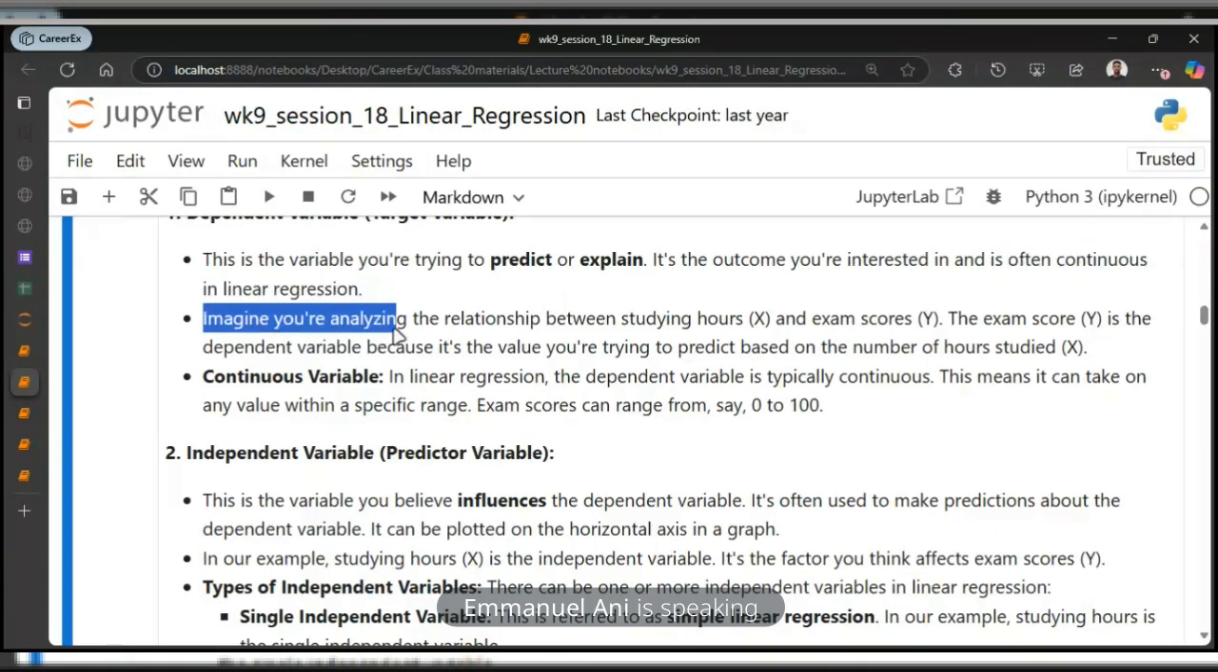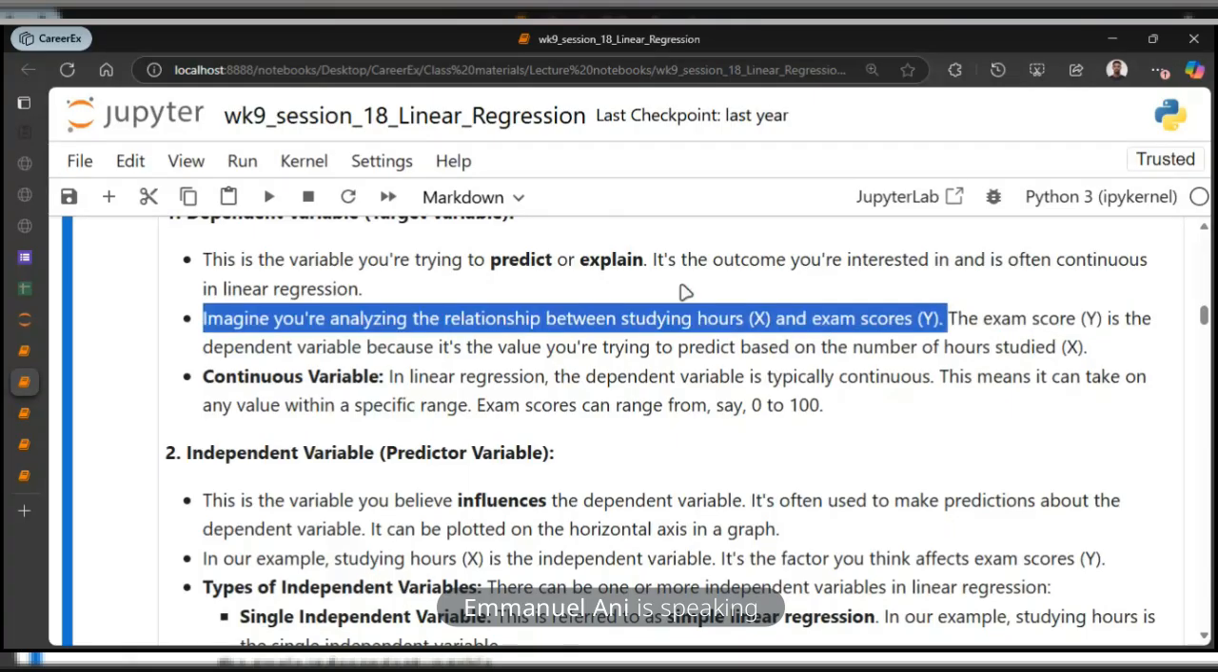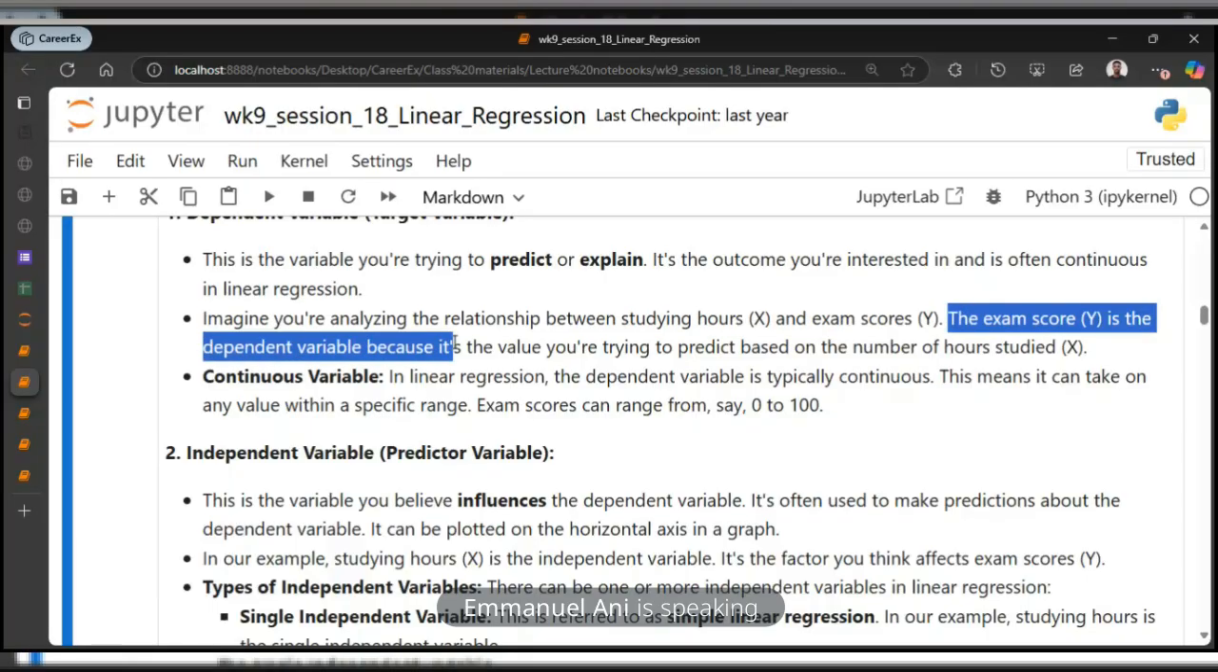So this is an example. Now imagine you're analyzing the relationship between studying hours X and exam scores Y. The exam score Y is the dependent variable, right? So let's just assume you want to understand the relationship between exam score and the number of hours put into study by students. So in these two cases, the exam score is what you are trying to predict, okay? So that exam score will be your dependent variable. It is depending on a variable called study hours, which is your independent variable.